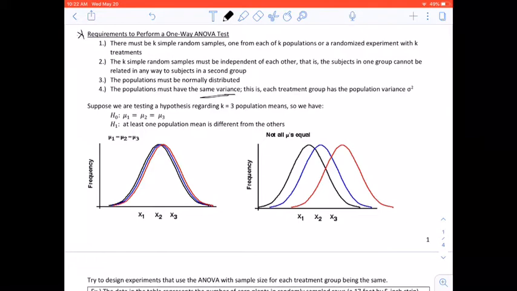So next below it says, suppose that we are testing a hypothesis regarding k equals 3 population means. Your null and alternative hypotheses are going to be set up very similar to this. It's going to be different depending on the value of k. But H0 is going to be mu1 is equal to mu2 is equal to mu3. H1 is going to be at least one population mean is different from the others. We've seen this wording before, and again, we rewrite this in a way that is relevant to the problem that we're dealing with. Also down below, you will notice the mu's are equal and the mu's are not equal.